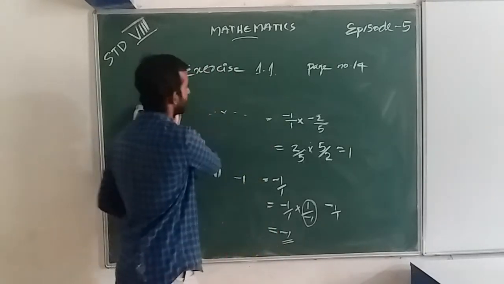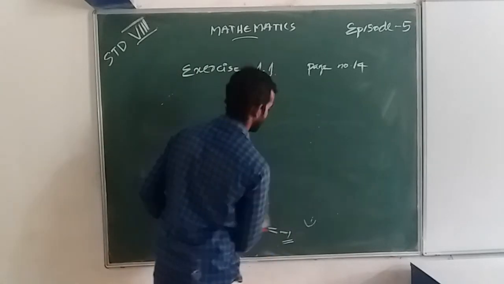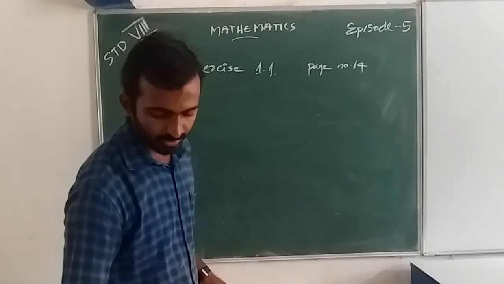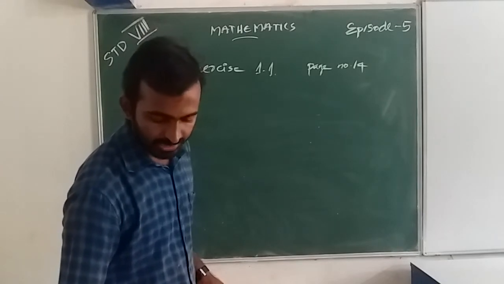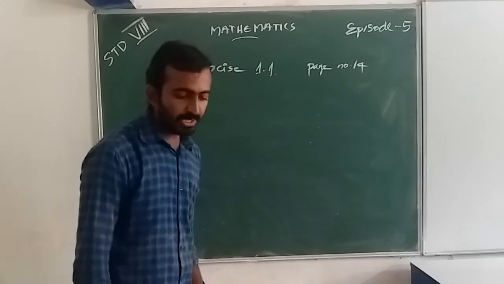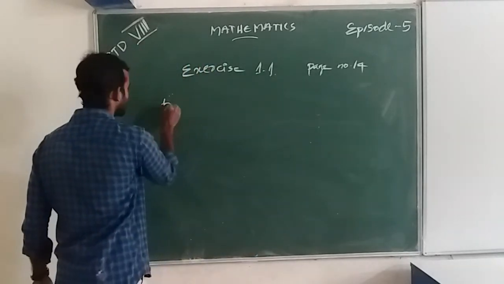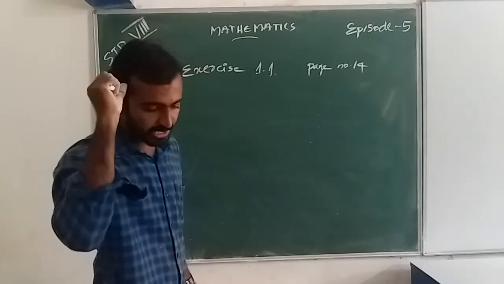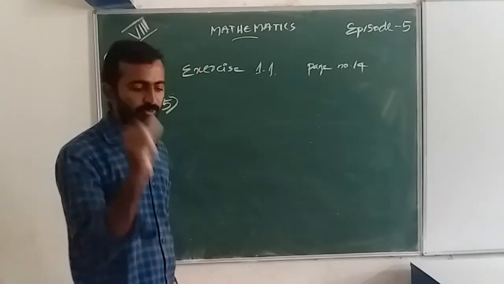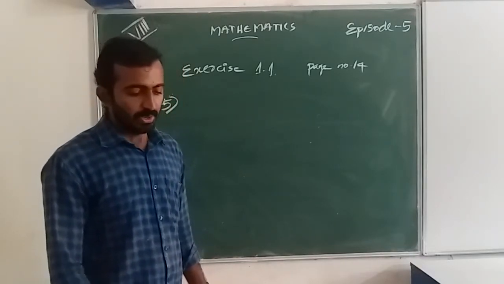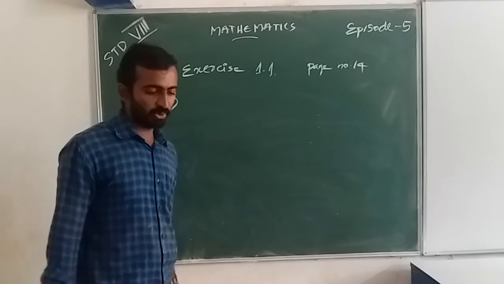Next is, what is the next question? That is, the next question is the fifth one. Name the property under multiplication used in each of the following.